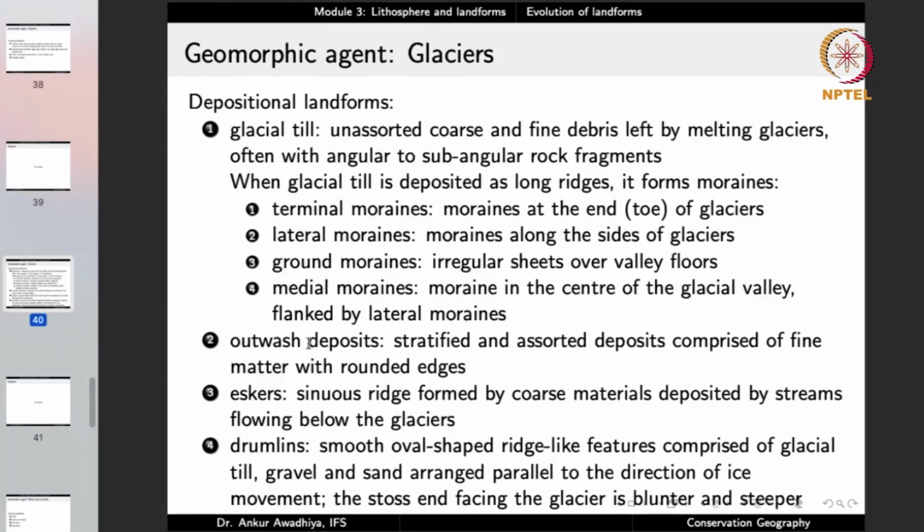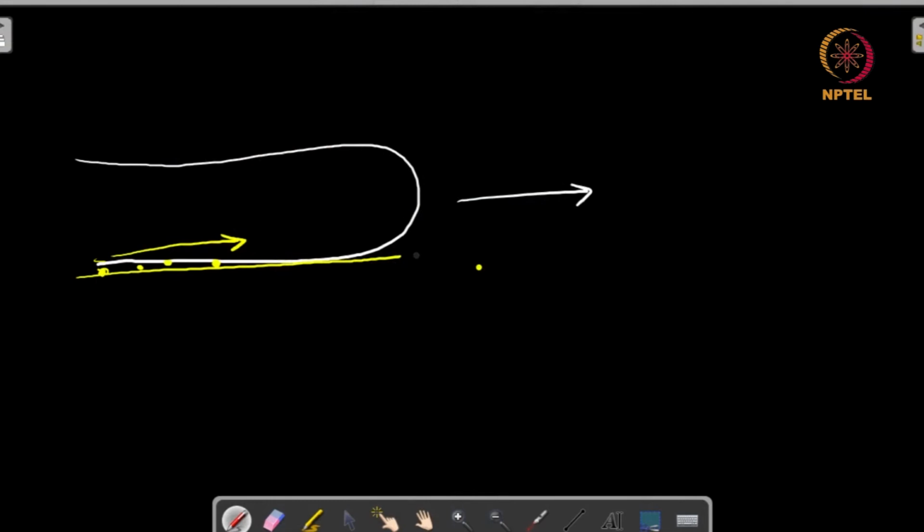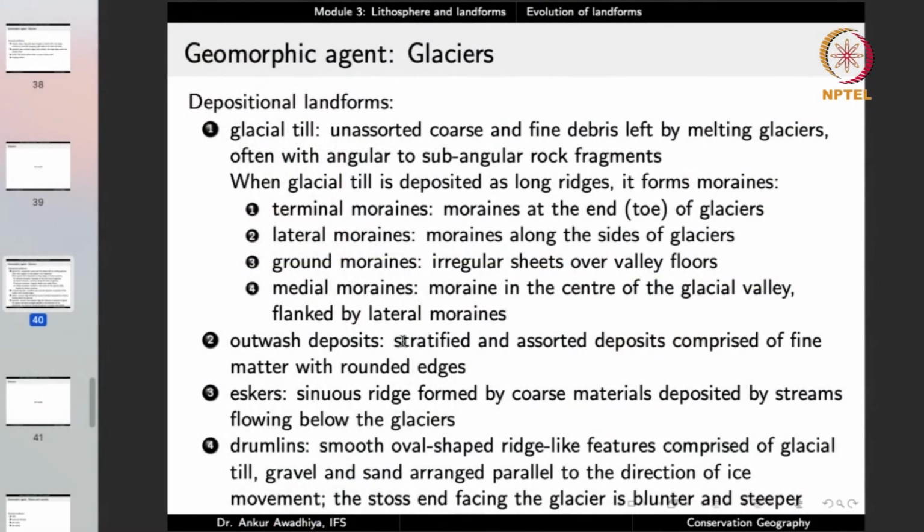We also have outwash deposits, which are stratified and assorted deposits comprised of fine matter with rounded edges. Now in the case of outwash deposits, what happens is that you have the glacier that has ended here, and when it ends, you'll have a stream of water that starts to flow. Now this stream will carry the fragments that were there in the glacier, and the coarse sediments will get deposited here and the finer ones at a certain distance. So this leads to the formation of an outwash deposit. It is stratified and it is assorted in a way that you have coarser fragments that are near the glacier and finer segments that are far off.